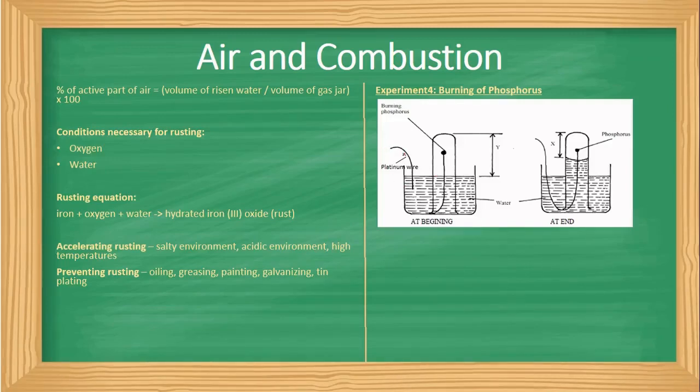Then a platinum wire is coined into the gas jar. One end goes into the gas jar, and the other end comes out of the trough. Phosphorus is fixed at the end of the platinum wire which goes into the gas jar. This is because to burn phosphorus, you can't do it directly. If you do it directly, phosphorus will explode.